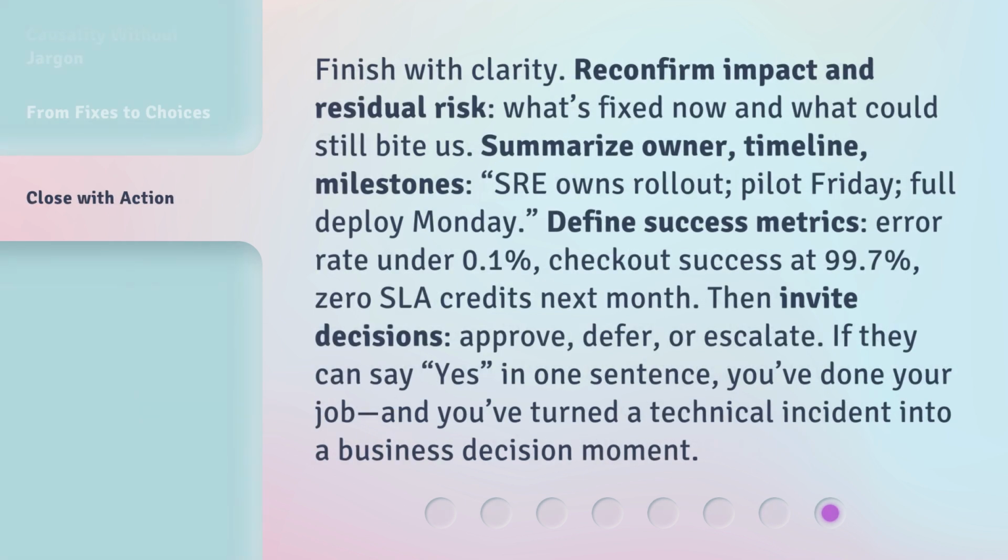Finish with clarity. Reconfirm impact and residual risk: what's fixed now and what could still bite us. Summarize owner, timeline, and milestones. SRE owns rollout. Pilot Friday, full deploy Monday. Define success metrics. Error rate under 0.1%. Checkout success at 99.7%. Zero SLA credits next month.